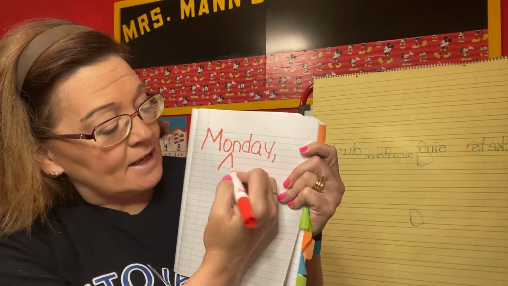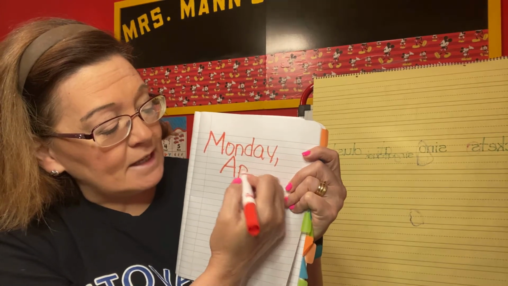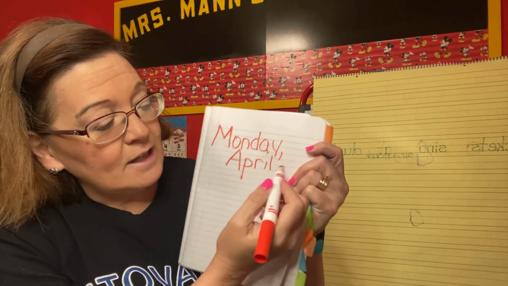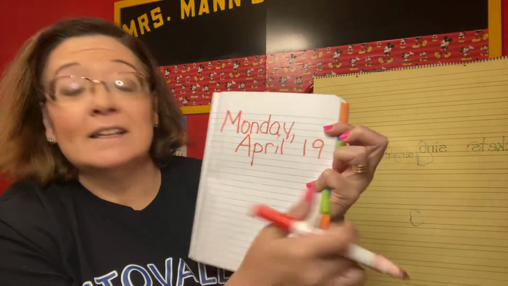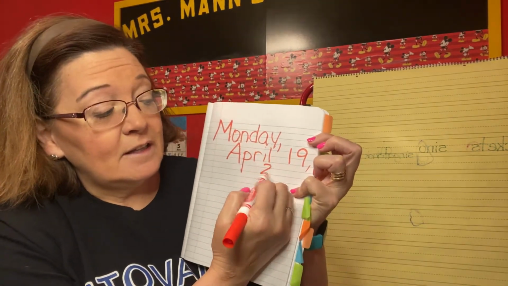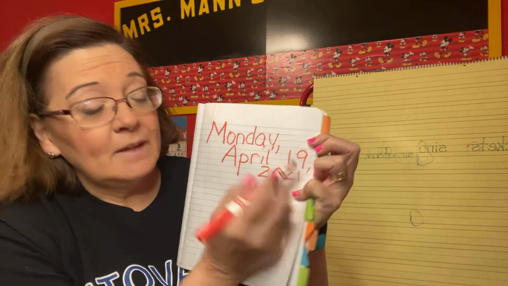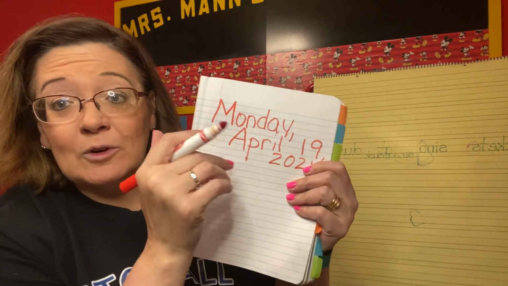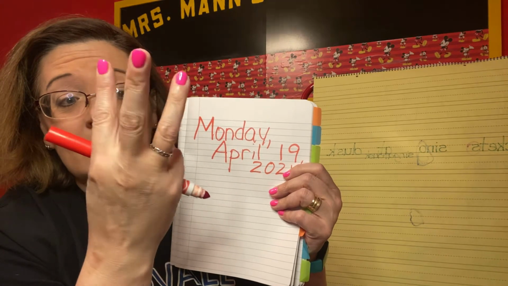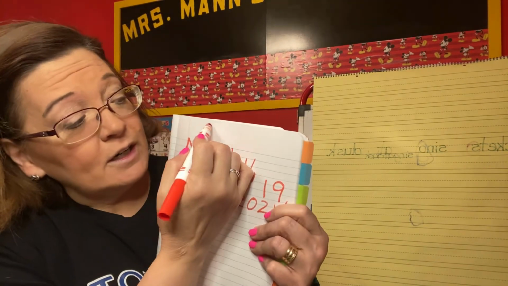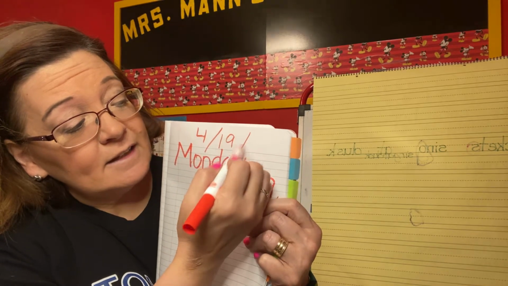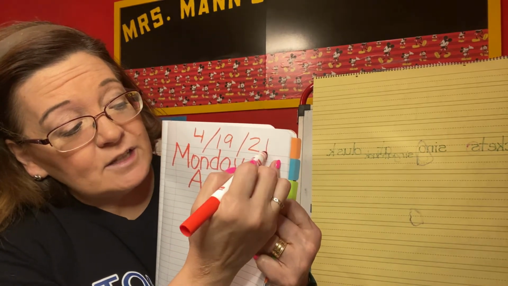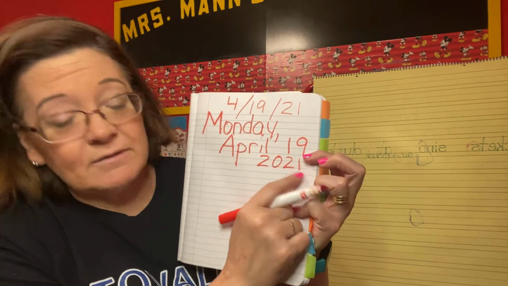A, capital A-P-R-I-L. And today is the 19th, that's a 1 and a 9, then a comma, the year is 2021. Now if we would write that in number form, remember January, February, March, April, 4, it's the 4th month, the 19th day, slash, and then you take 21 for the last two numbers of the year.